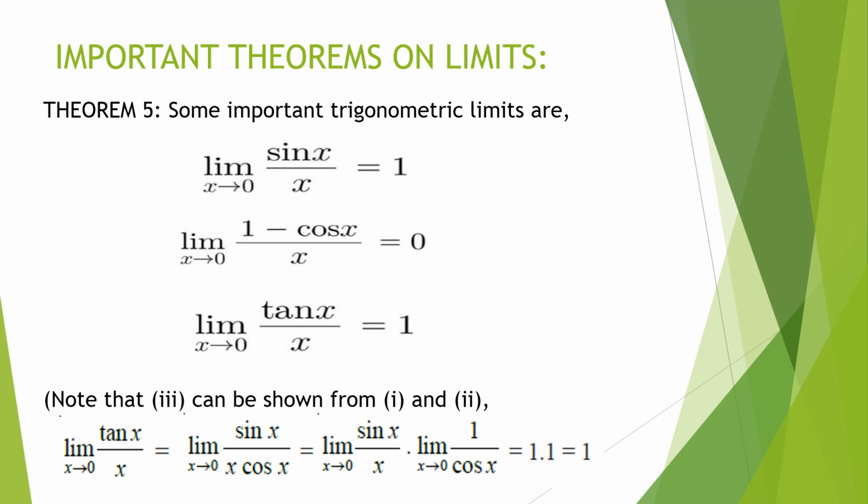Why? Because limit x tends to 0, tan x upon x is same as limit x tends to 0, sin x upon x cos x. Now sin x upon x, take that different. So it is limit x tends to 0, sin x upon x into limit x tends to 0, 1 upon cos x. But we know that limit x tends to 0, sin x upon x is 1. And for the second term, when you put x as 0, you know cos 0 is 1. So 1 upon 1 is 1. So basically this limit is 1 into 1, which is again equal to 1. So remember these three limits.